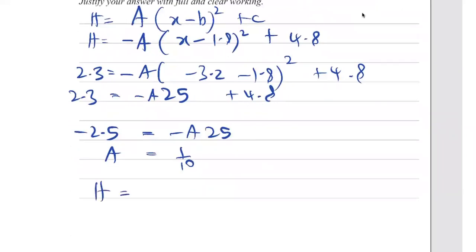So H is equal to negative, right? That's still there. -1/10 x minus 1.8 squared plus 4.8.